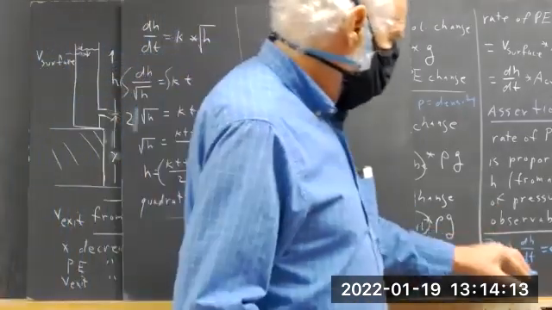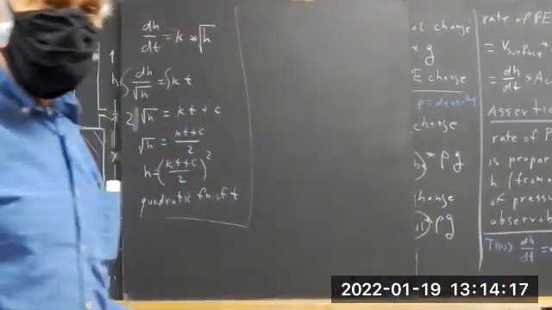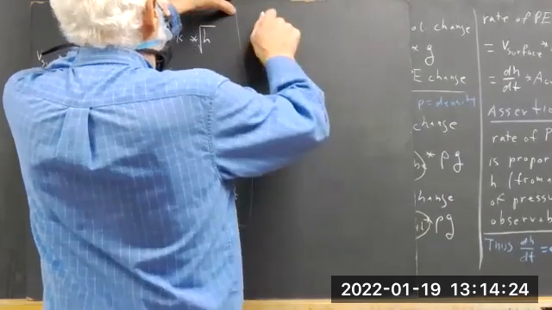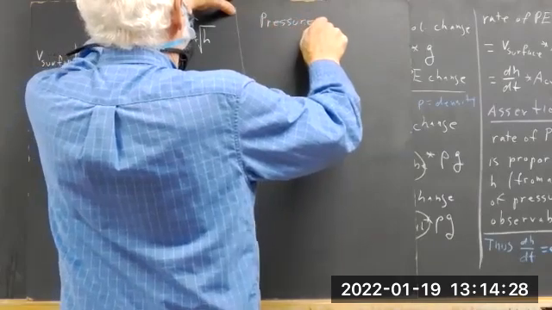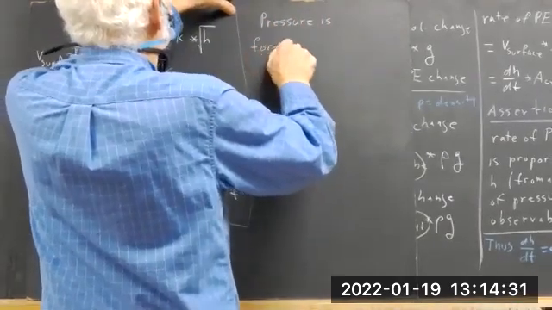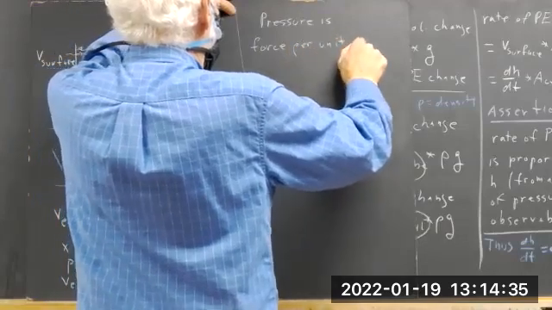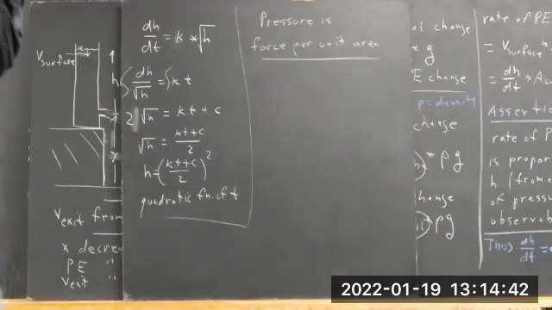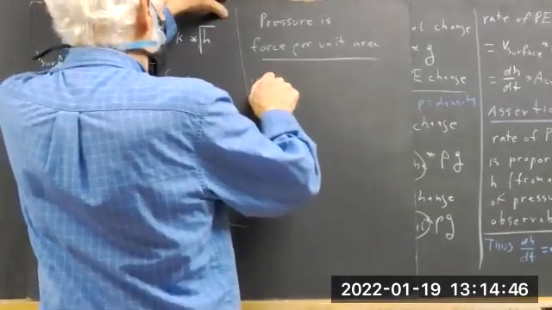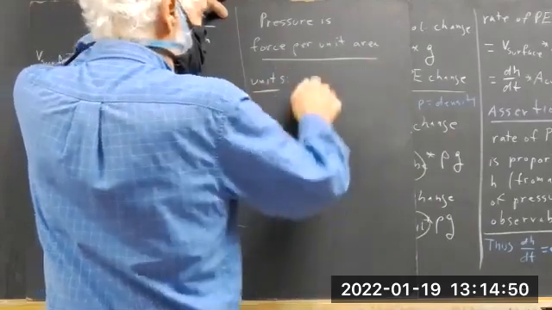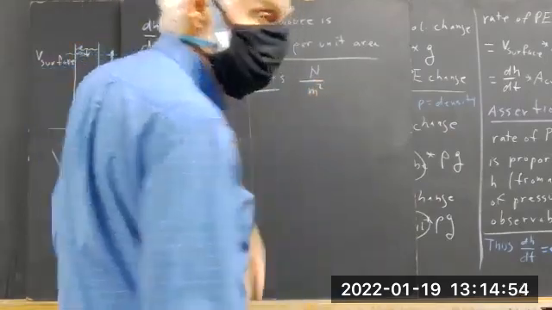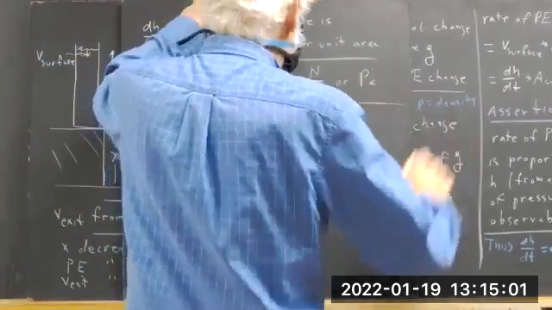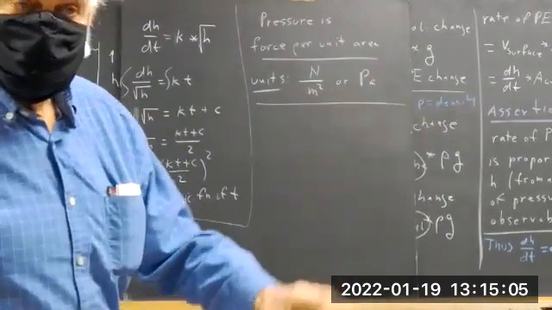How do we get the dh/dt as a constant times the square root of h? Got to use the idea of pressure. Pressure is force per unit area. What are the units of force? Newton. What are the units of area? Square meter. Okay. Pascal. Pa stands for Pascal.